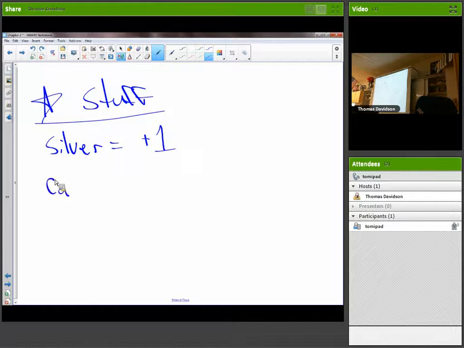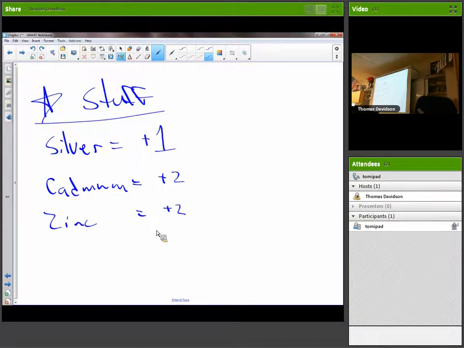Cadmium is always a +2, and zinc is always a +2. Which would make you really, really, really think mercury is always a +2. But wah, wah, wah. No, it's not. It does what it wants to do. All right. Based on that, you are ready.